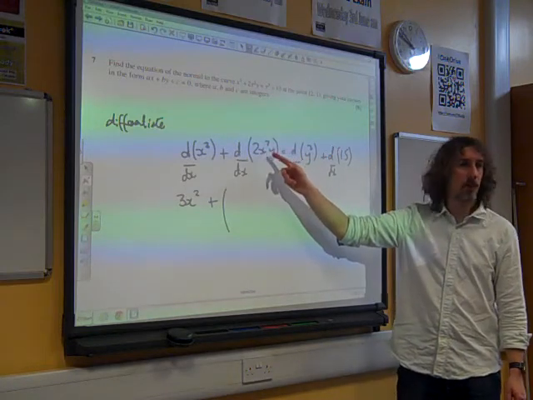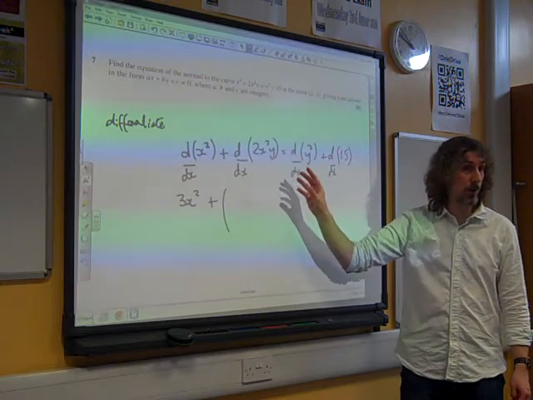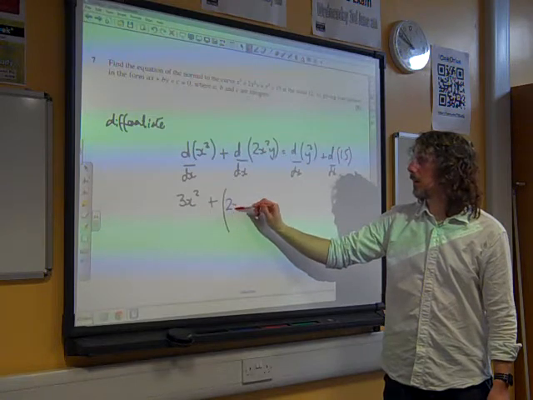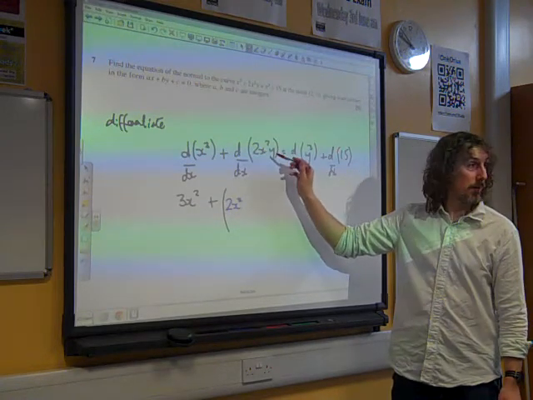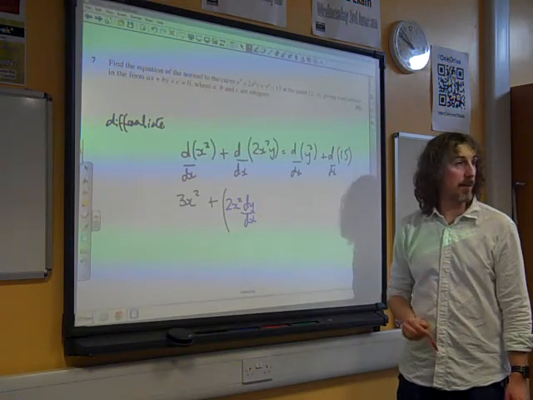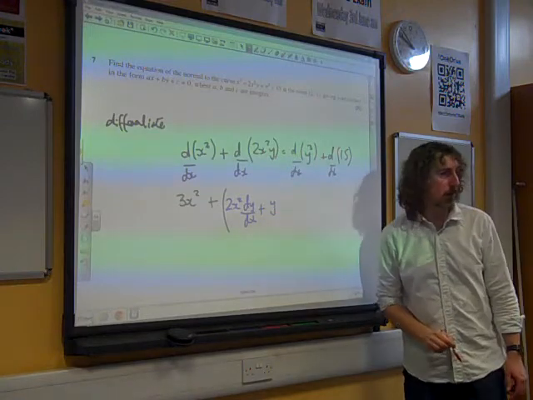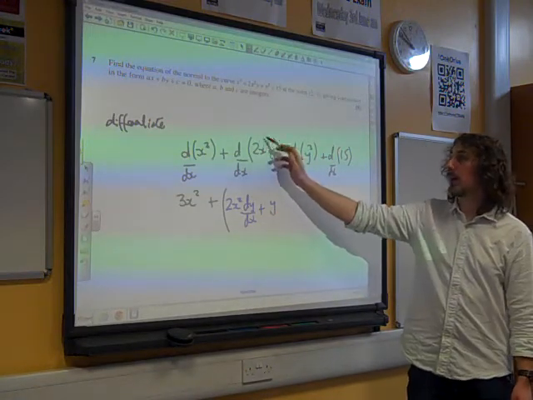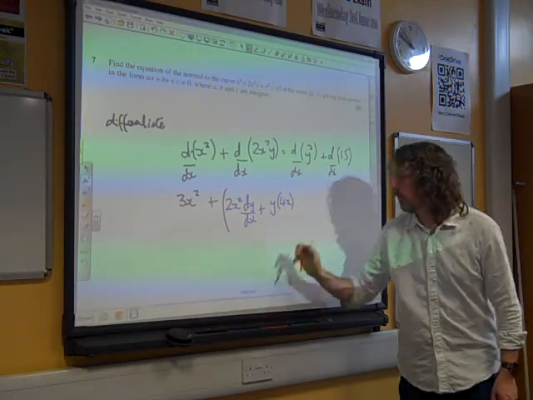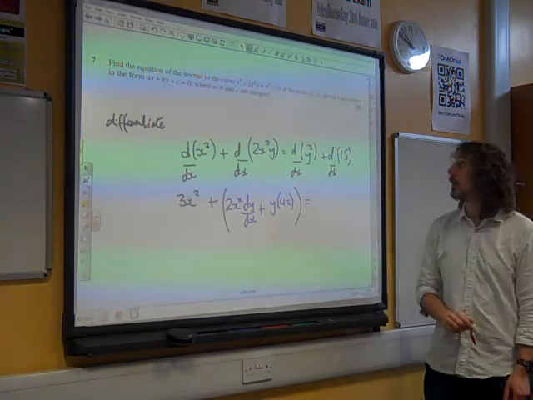That bit's easy enough. Now, what we've got here is a product. We've got 2x squared times y. So we have to use the product rule to differentiate a product. The product rule says it's the first thing times the derivative of the second, and differentiating y with respect to x gives us dy by dx, plus the second thing multiplied by the derivative of the first. And if we differentiate 2x squared, we get 4x.